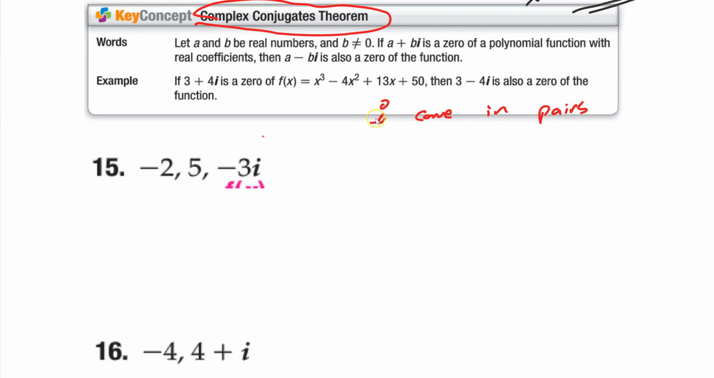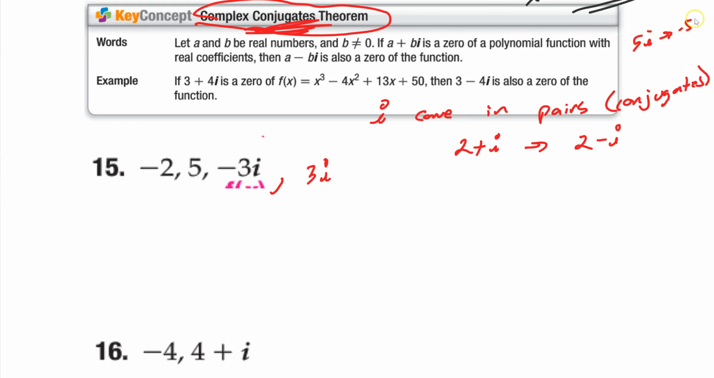So if you have one i, you're going to have at least two i's. The way it works is they come in pairs of conjugates. This is why conjugates are so important. Remember what conjugates were: if you have 2 plus i, its conjugate, you just change the middle sign, 2 minus i. Now the way that works here is, to have negative 3i, I need its conjugate. Well, it's just negative 3i, change the middle sign, 3i. Right, the conjugate of 5i is just negative 5i.